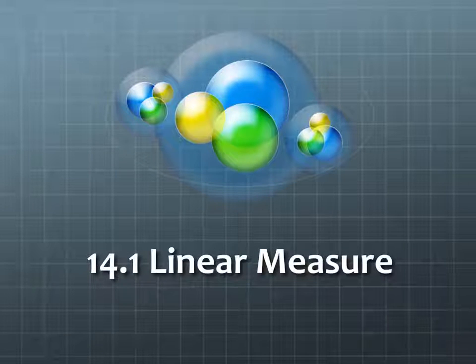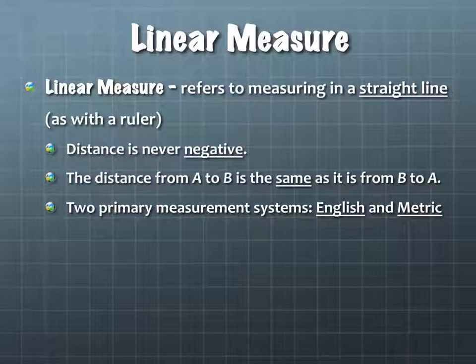We're also going to talk about some different kinds of measurements that you're maybe more familiar with, but that are not quite as easy, actually, to work with in reality. So let's get started. Linear measure is what this is called. Linear measure refers to measuring in a straight line, as with a ruler.